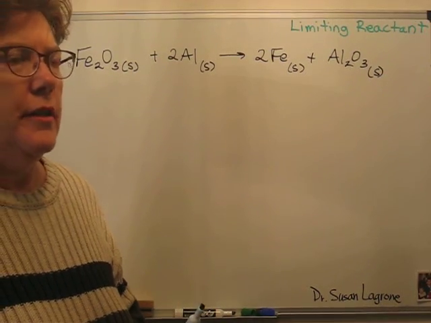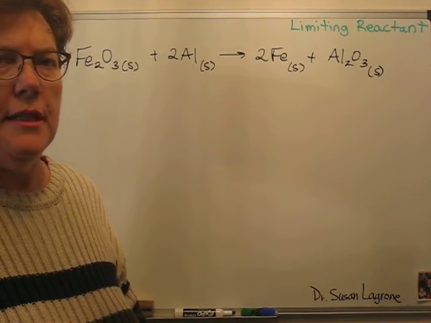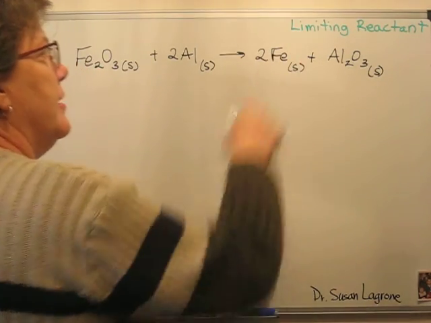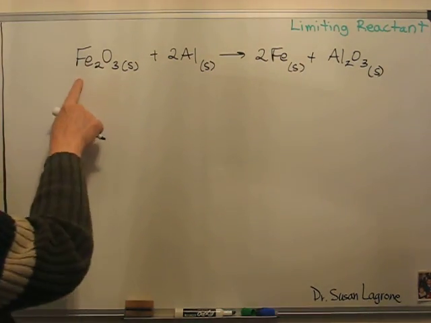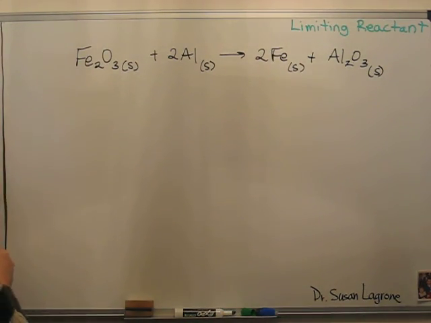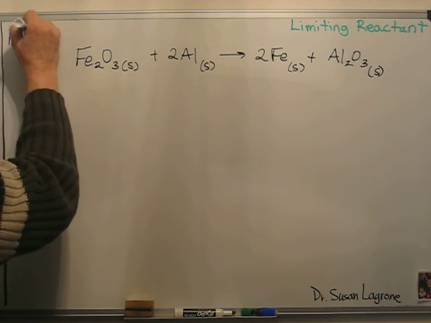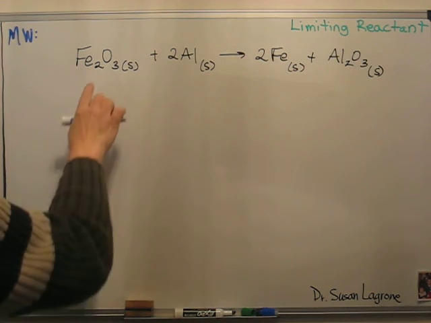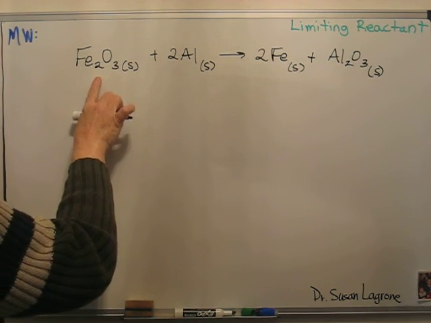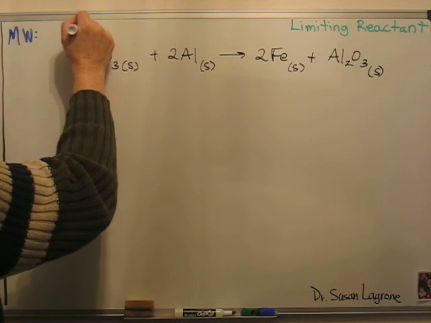In this video I want to do a limiting reactant problem with the table. So our concept is limiting reactant. We're going to use the same reaction I used in the other video, the thermite reaction. So again, we start with the molecular weight. We write the molecular weight for each reagent above it.